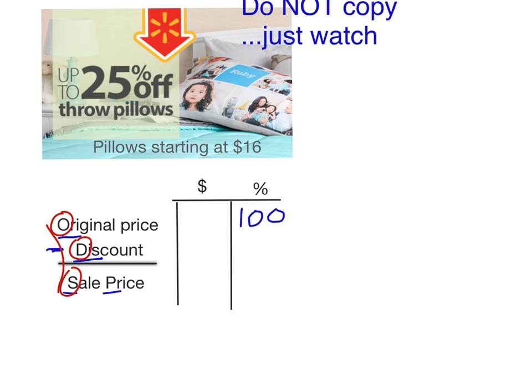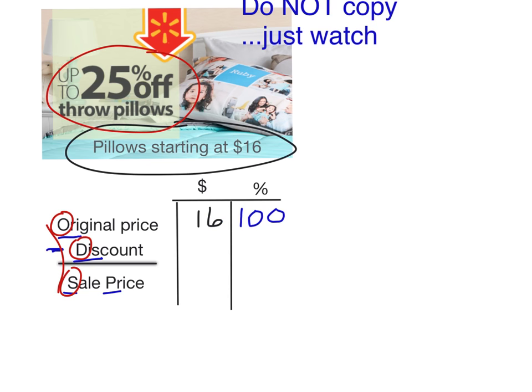If we're looking at this, it tells you pillows start at $16. So the original price is 16. It also is calculating 25% off. So the discount would be 25. Now I automatically know by subtracting these two that I'm going to pay 75%. But let's look at how much that actually is. So if they want the discount and sale price, we can calculate them one at a time.